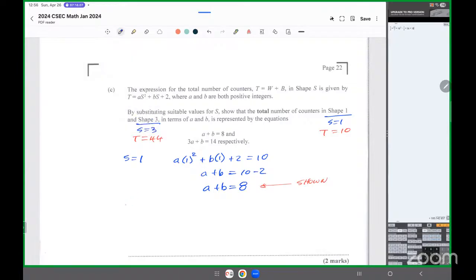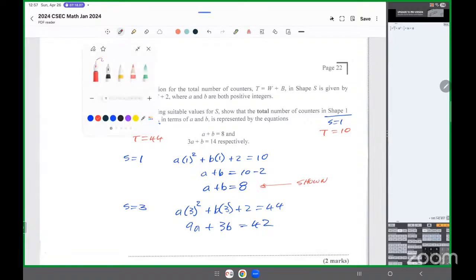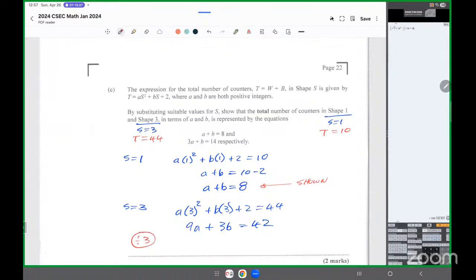So when S equals 3, the total is 44. So we're going to put the 3 in this formula right here. So it's going to be A times 3 squared plus B times 3 plus 2, and that works out to be 44. So this now is 9A, that's 3B, and take this 2 and carry it over here, so subtract it. You're going to get 42. Then this can be divided by 3 now. So we divide by 3.